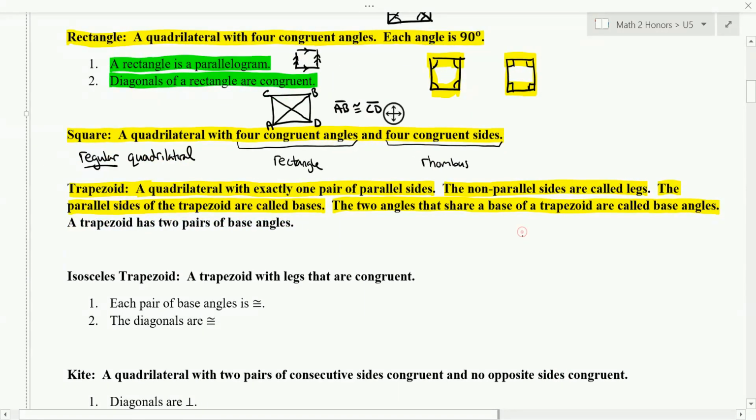So it's a quadrilateral, so you got four sides. Only one pair is parallel, and the parallel sides we call bases. So we got two bases. The non-parallel sides are called legs. That's a leg there, and that's a leg there. Okay, and then along the base has two angles on it. So like base angle A, angle B would be the base angles for the bottom base. Angle C and angle D would be the base angles for the top base.